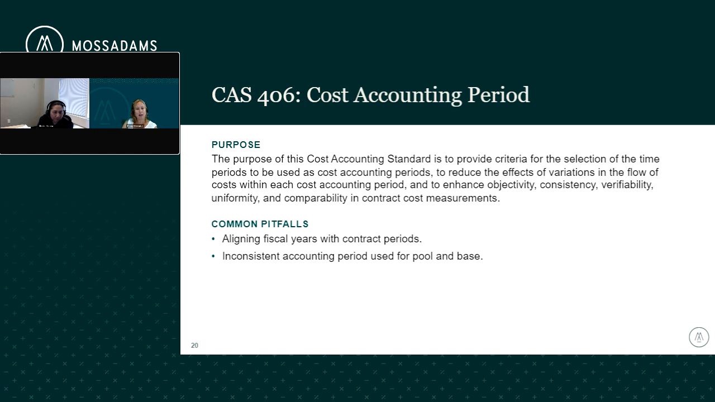CAS 406, so this is the last of the modified standards, and this relates to the cost accounting period. So really the goal here is that a contractor needs to come up with their cost accounting period, and that usually aligns with their fiscal year. But they need to make sure that they're computing their rates based on that cost accounting period, and that includes the pool of indirect costs and the base that they're allocating against need to be representative of the same period. And they also need to just make sure that any accruals or deferrals or adjustments of expenses also take place within that fiscal year.